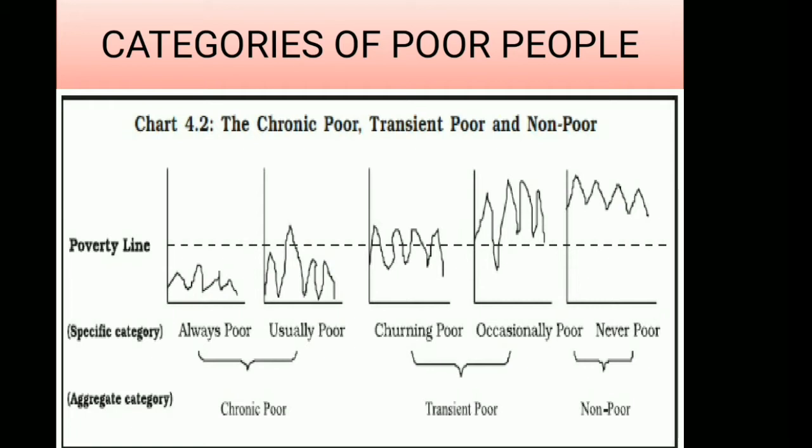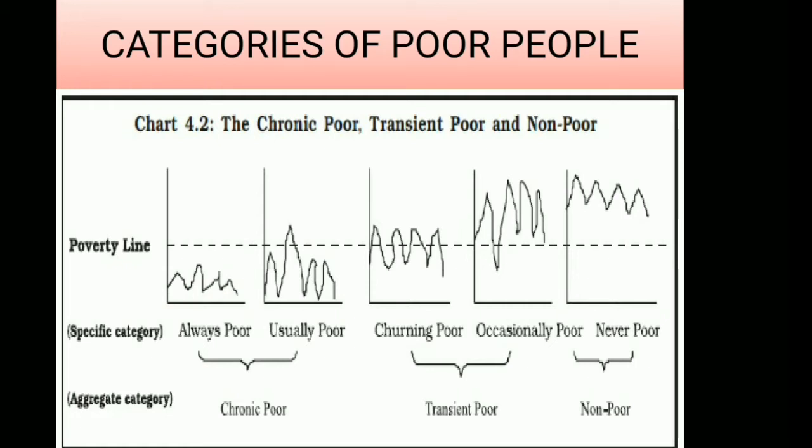In chronic there are two, always and usually. See the diagram: always poor are always below the poverty line, and usually poor are below the poverty line most of the time, but sometimes they get a good amount of income, and at that time they are above the poverty line. In transient, you will find churning and occasionally.